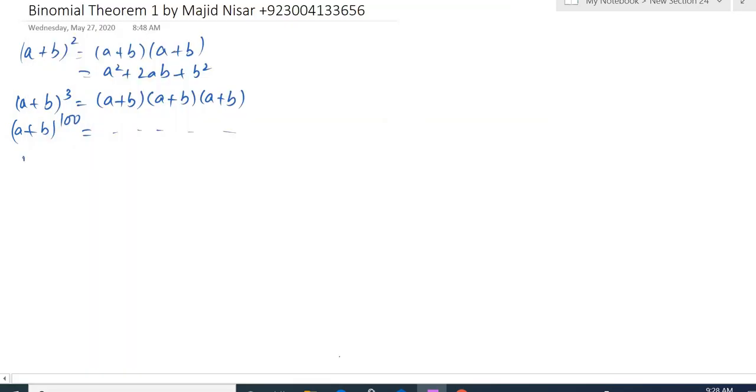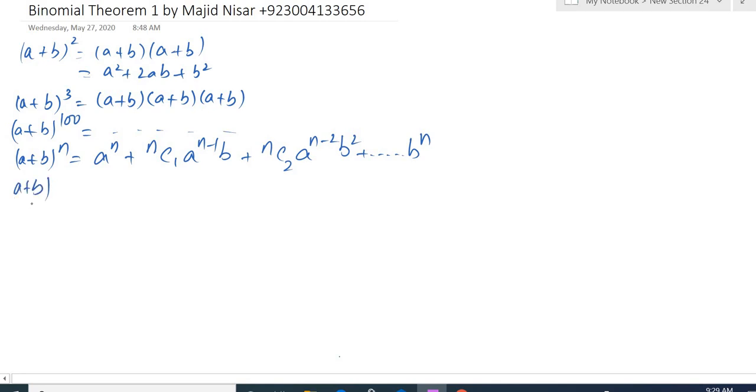Binomial theorem says that (a + b) raised to power n is a raised to power n plus nC1 a raised to power n minus 1 times b plus nC2 a raised to power n minus 2 times b squared, and so on, and it will end at b raised to power n. For example, we have to find (a + b) raised to power 4. What is nC1 here? I'll explain it later in this video.